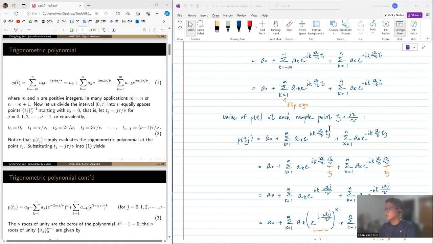And now we substitute tj equals j tau over nu into the expression, and we will get this expression shown here.